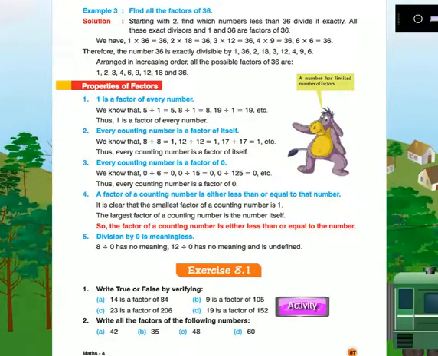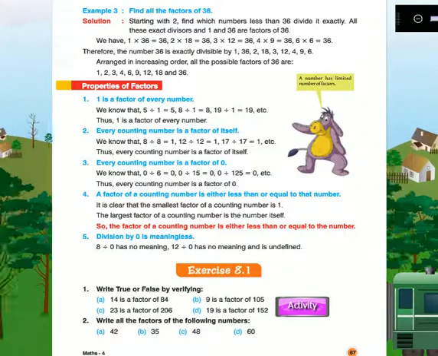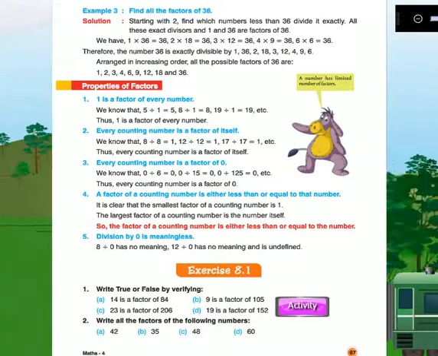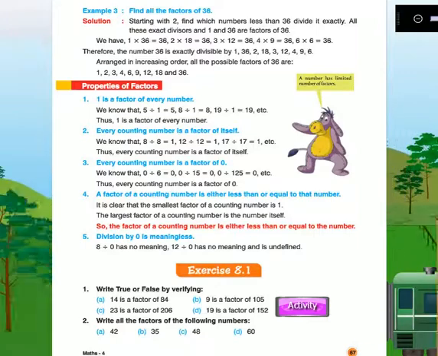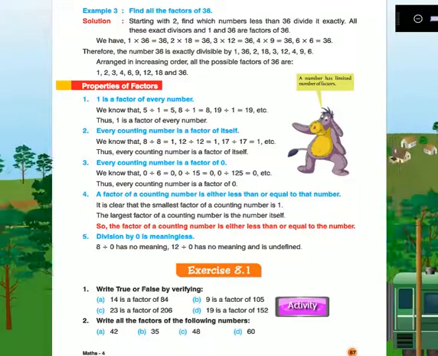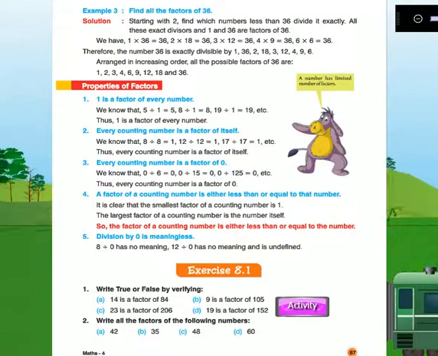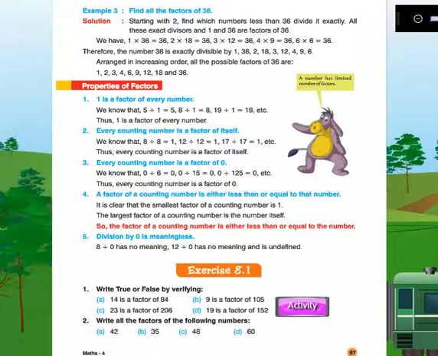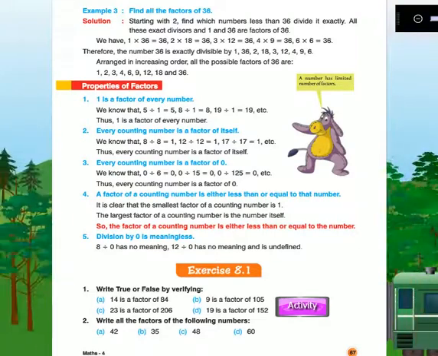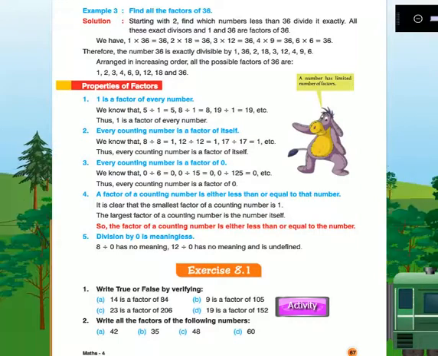Second, every counting number is a factor of itself. We know that 8 divided by 8 is 1, 12 divided by 12 is 1, 17 divided by 17 is 1, etc. Thus, every counting number is a factor of itself.